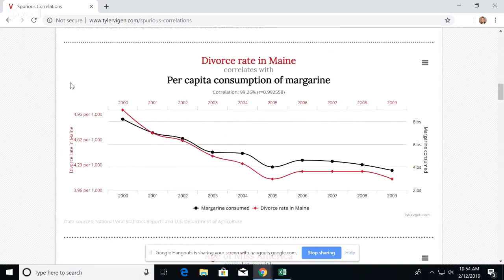How about per capita consumption of margarine and the divorce rate in Maine? So, do not eat margarine in Maine. You'll get a divorce.